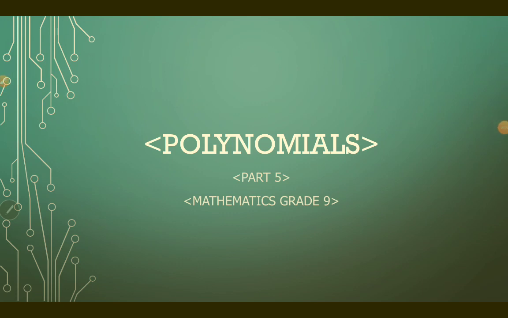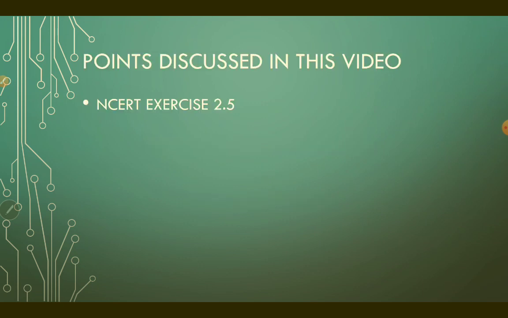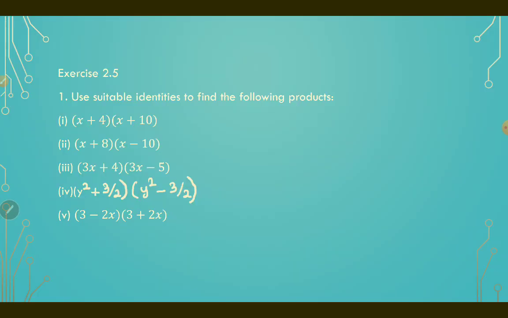Today I'll be teaching grade 9 mathematics chapter number 2 polynomials part 5. Points discussed in this video: NCERT exercise 2.5. Exercise 2.5. Use suitable identities to find the following products.